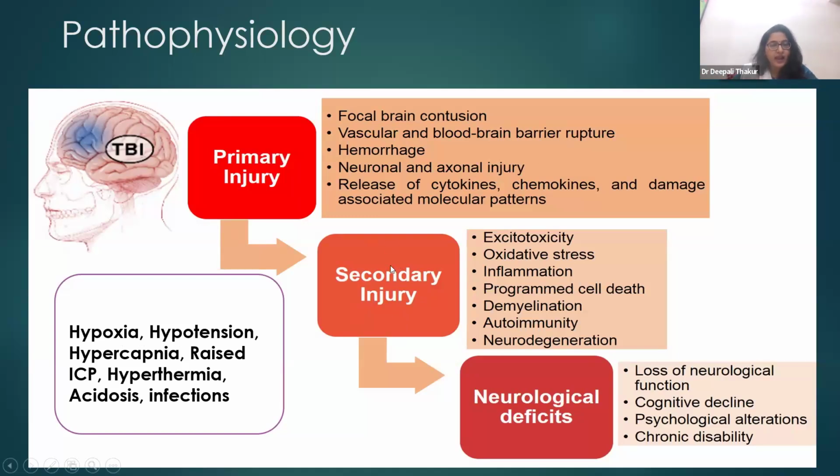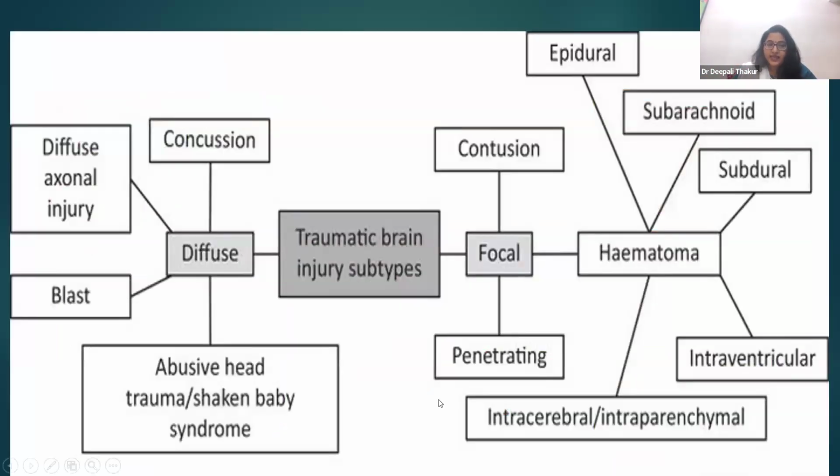So this is in our hand, at whichever time zone we are seeing the patient. Avoiding secondary brain injury should be our objective whenever we are seeing these patients, right? And that is how, by handling this, we can minimize the insult and minimize the neurological deficits. Now let's see in detail.